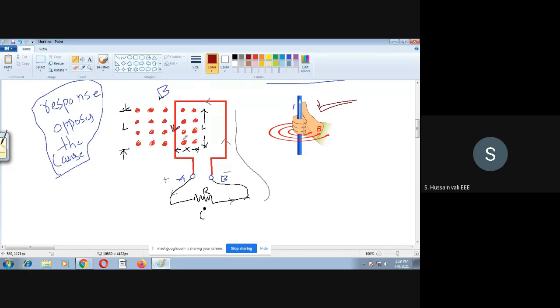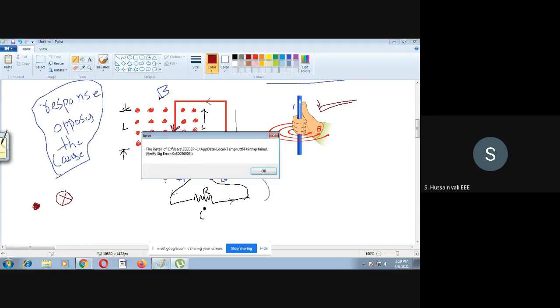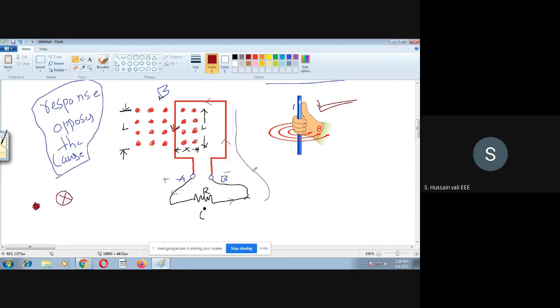Only two directions of the flux are there: either it is a dot or it is a cross. If it is a dot, then it is in the same direction as the original, actual magnetic field. If it is a cross, it is opposite to the actual magnetic field.